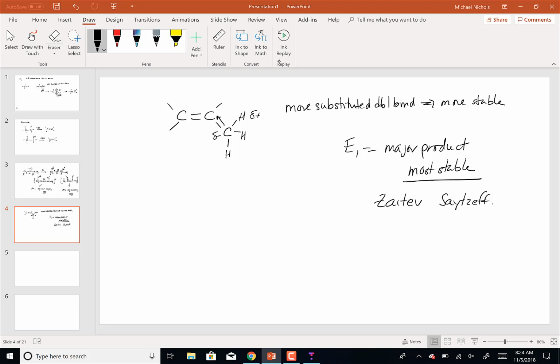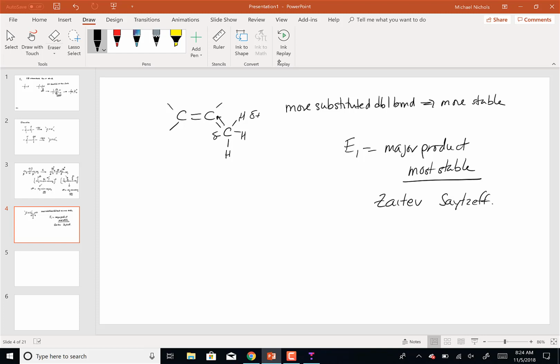And so Zaitsev's rule says when he did a whole bunch of elimination reactions, he always found that the major product of the reaction was the more substituted double bond. Now, what he was doing was dehydration reactions, which we'll do in a minute. He was using alcohols. So it doesn't matter. We now know that anything that goes through E1 will always form the more stable product. The more stable product is the more substituted double bond. Okay.